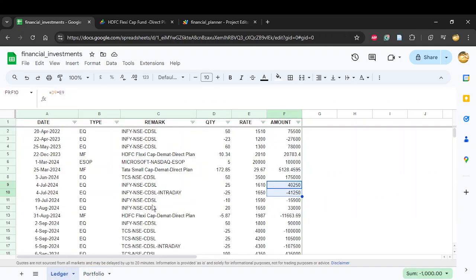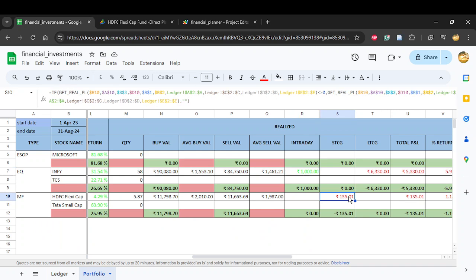Now, let's look at the other sale we made in this time period, the HDFC FlexiCap. I sold minus 5.87 shares on 31st August, and I purchased the shares on 22nd December. So it's less than a 1 year period, and we can expect this sale to be classified as a short-term capital gain. So we have a short-term capital gain loss of 135 here.